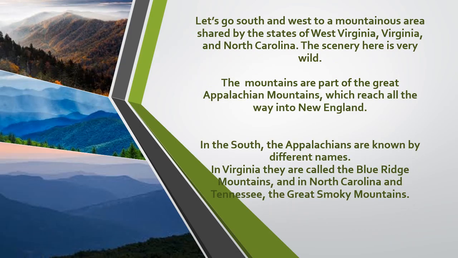So let's go south and west to a mountainous area shared by the states of West Virginia, Virginia, and North Carolina. The scenery here is very wild. The mountains are part of the Great Appalachian Mountains, which reach all the way to New England. In the south, the Appalachians are known by different names. In Virginia, they are called the Blue Ridge Mountains, and in North Carolina and Tennessee, the Great Smoky Mountains.